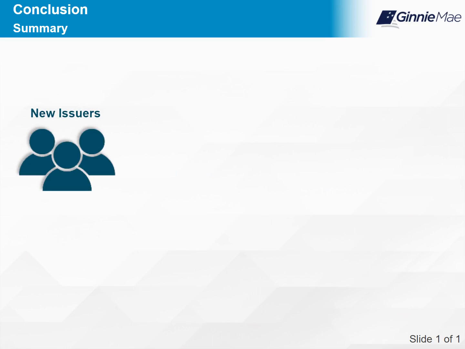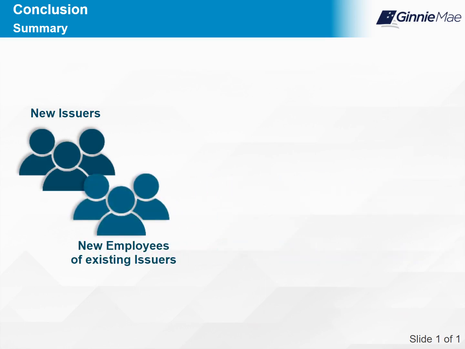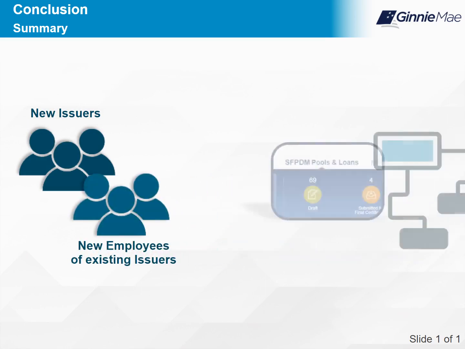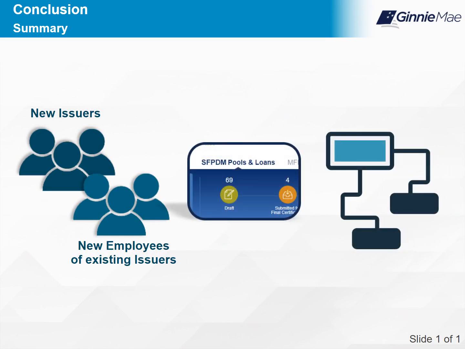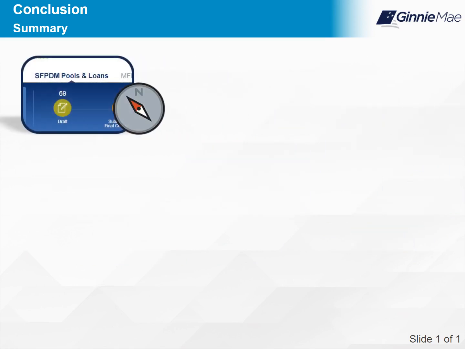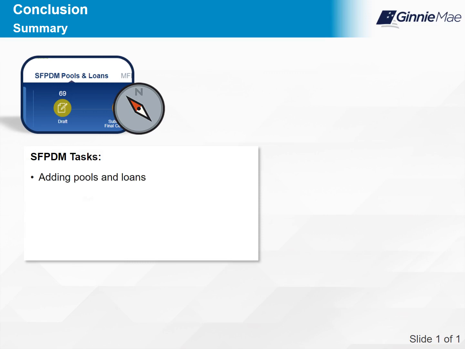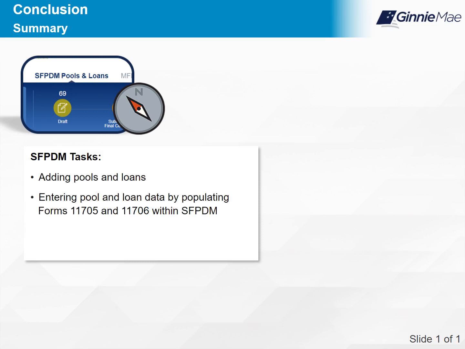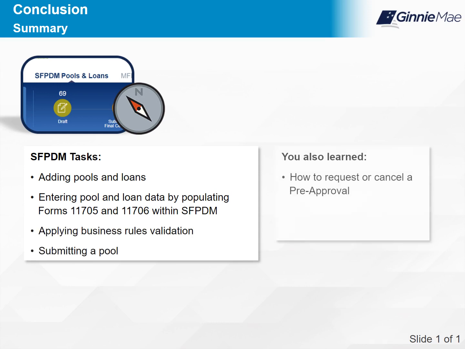The goal of this training was to provide new issuers and new employees with a fundamental understanding of the new pool process associated with the SFPDM application. You learned how to navigate through SFPDM to perform important tasks. These tasks included adding pools and loans, entering pool and loan data by populating forms 11705 and 11706 within SFPDM, applying business rules validation, and submitting a pool. You also learned how to request or cancel pre-approval, generate forms and reports, and export data.